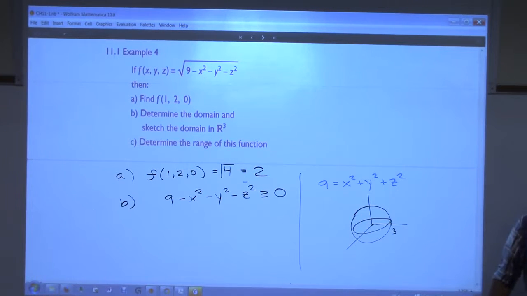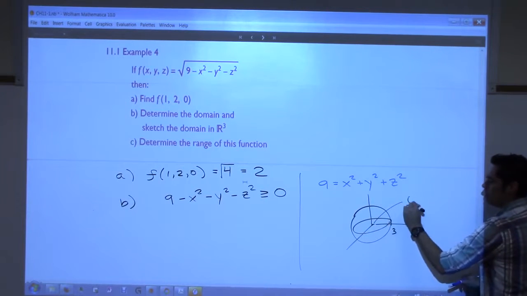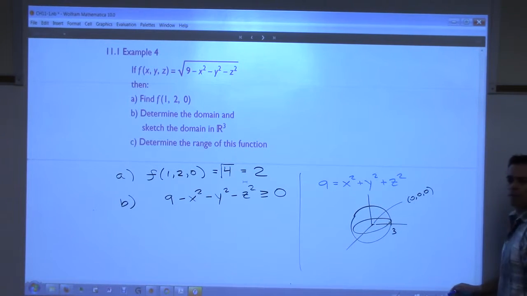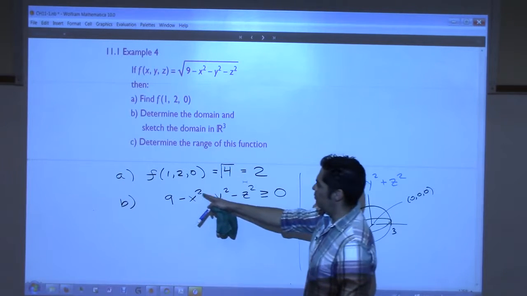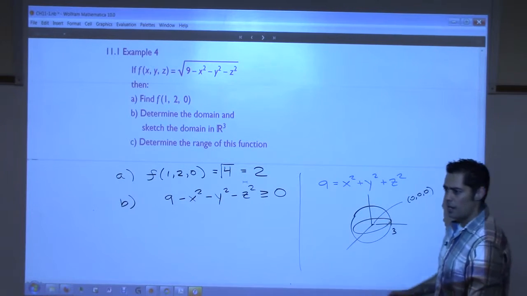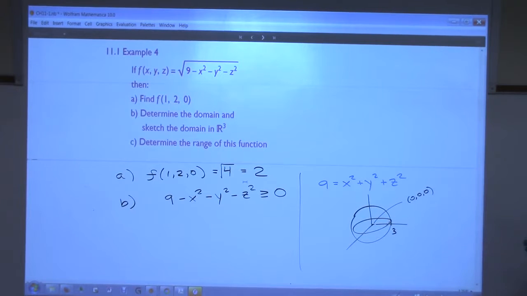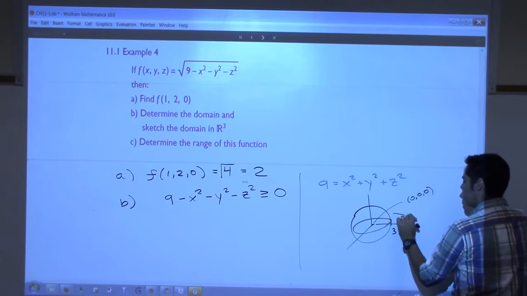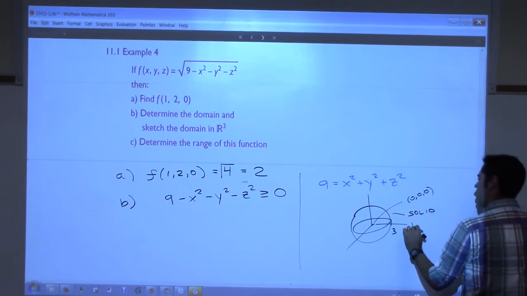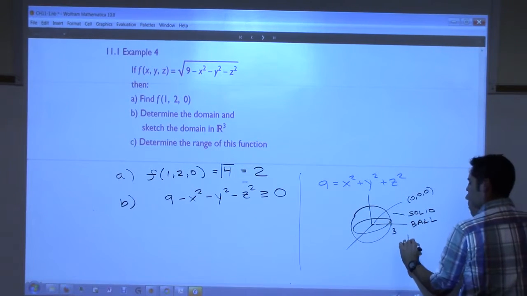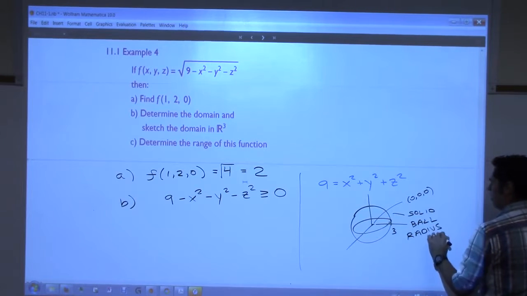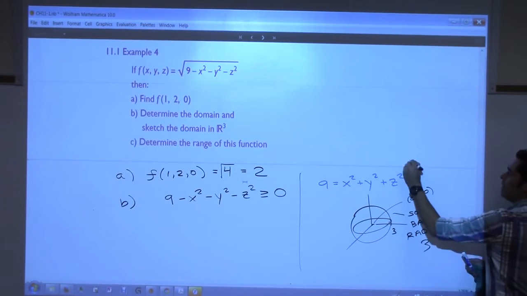Well, what did we do before? We checked, didn't we? We tested. So why don't we test a point? Why don't we test the origin? 0, 0, 0. Does that work? So you plug it into this. Does 0, 0, 0 work? Yes, it does, which means you include the origin. So it's everything inside that ball. It's a solid ball, isn't it, as opposed to just a surface. So this is a solid ball, radius 3. That's the domain, everyone.